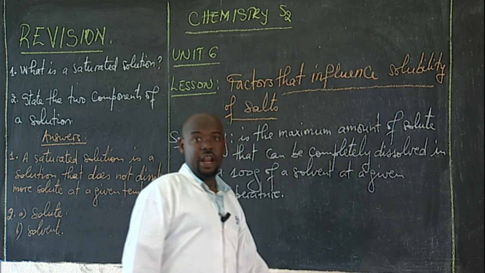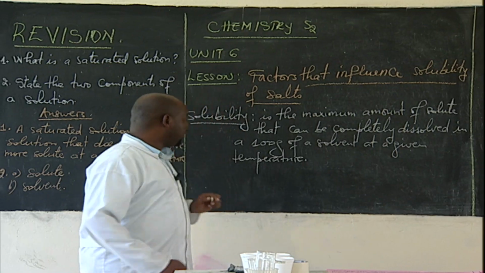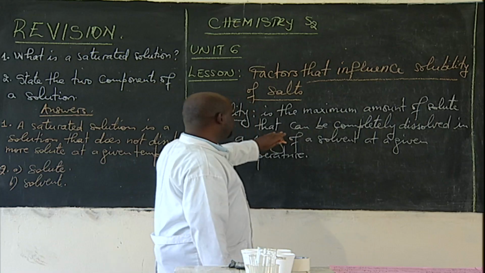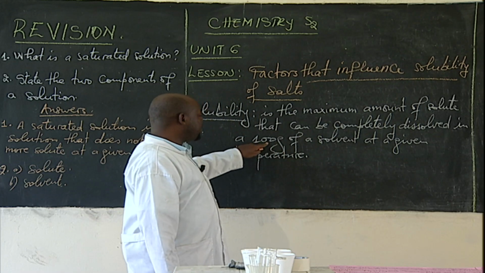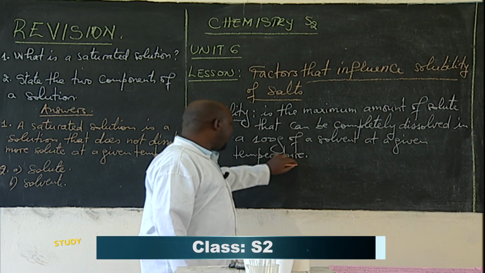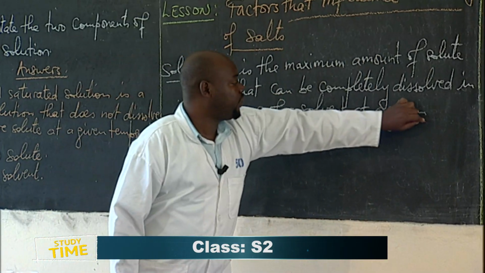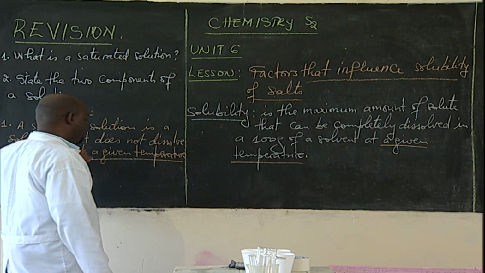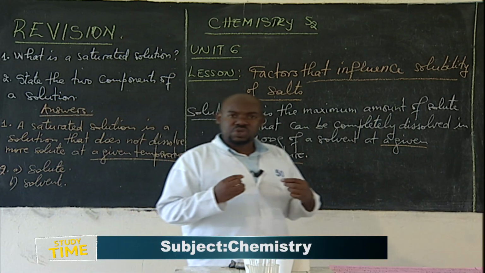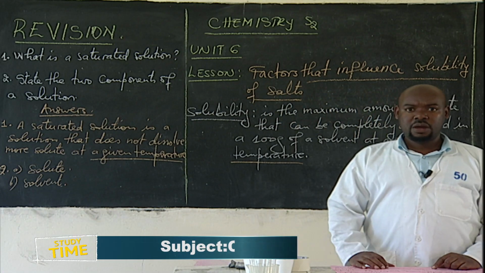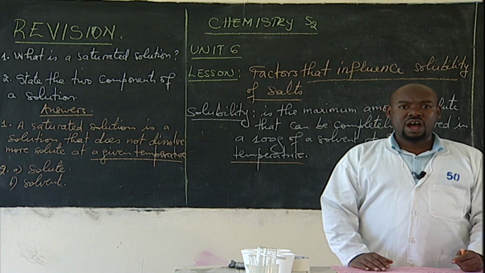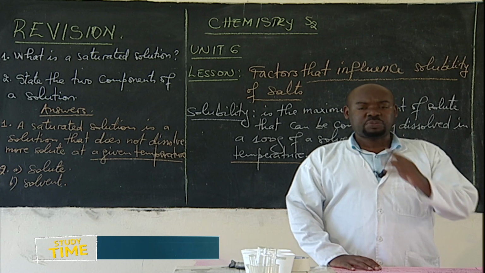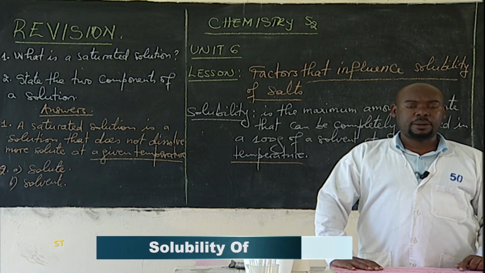Good. Now I have a question for you. Here we are saying that it is the amount of solute that can be completely dissolved in 100 grams of solvent, but we add at a given temperature. Even here we have added at a given temperature. Why do we always consider that solubility at a given temperature and we make clear definition of that particular temperature under which we are working?